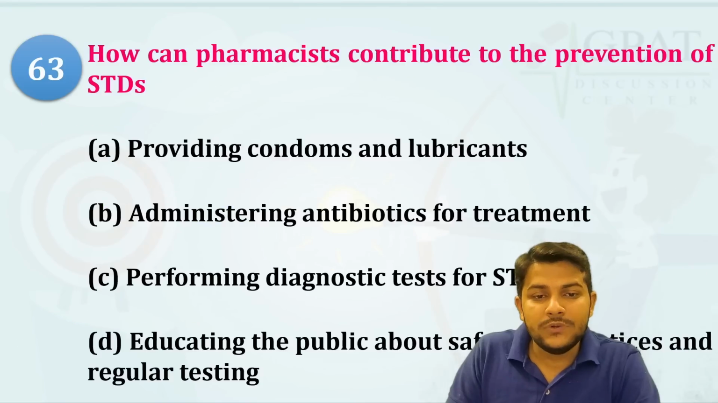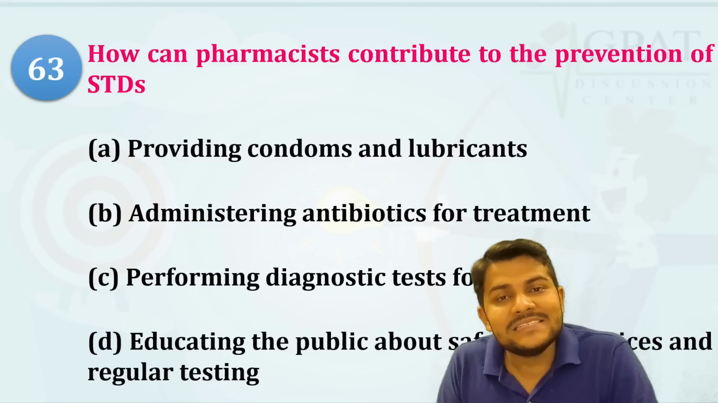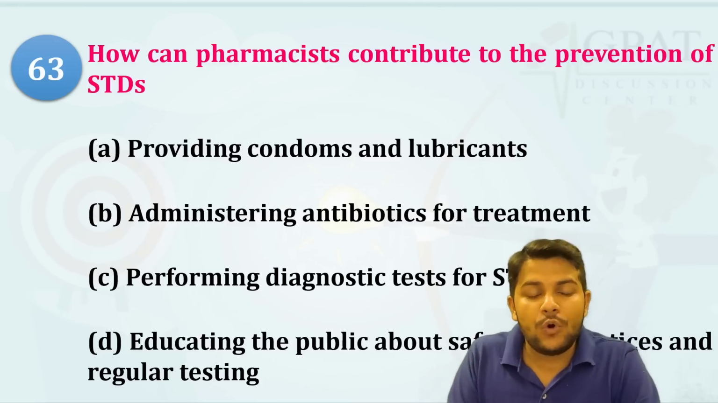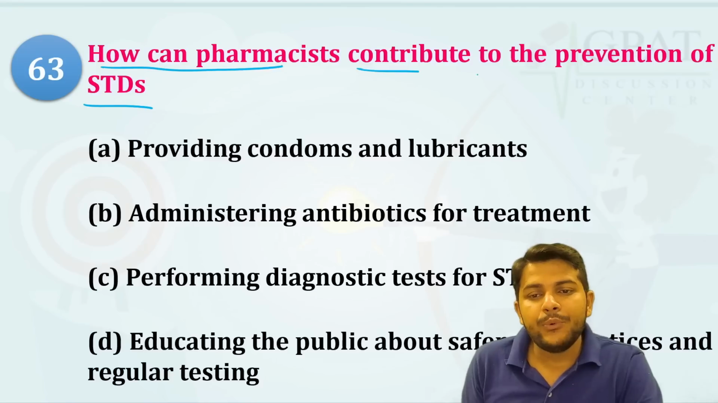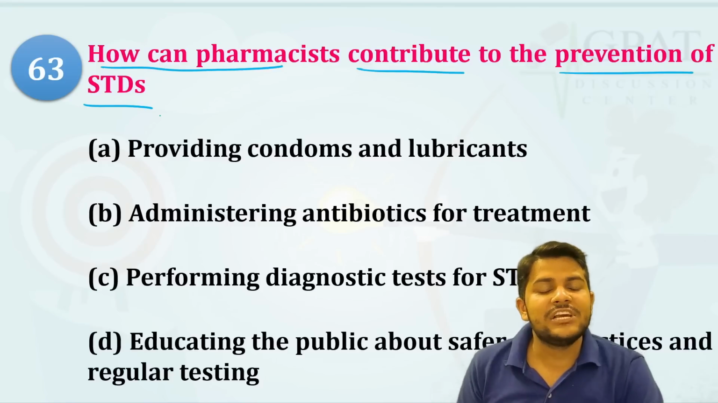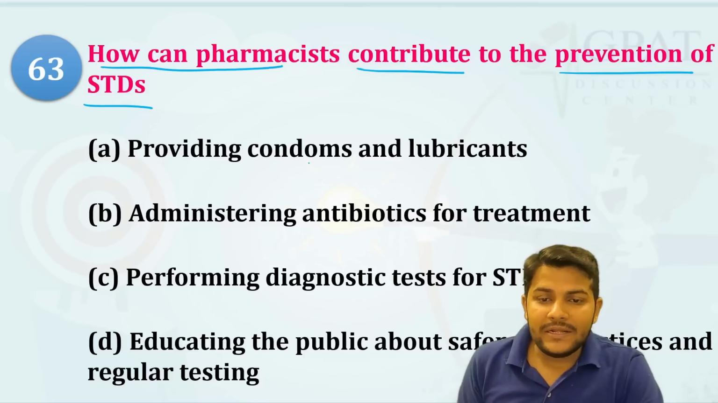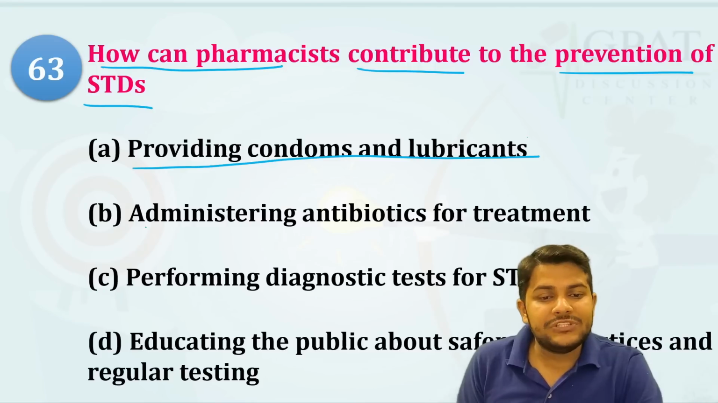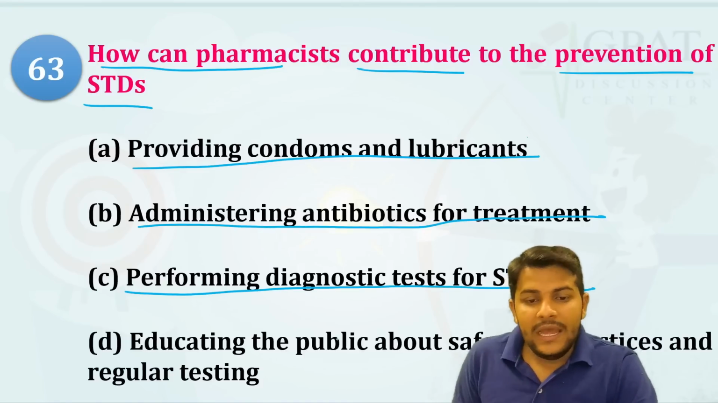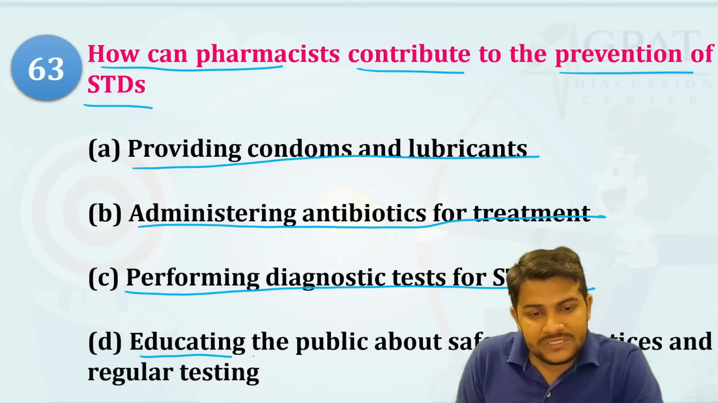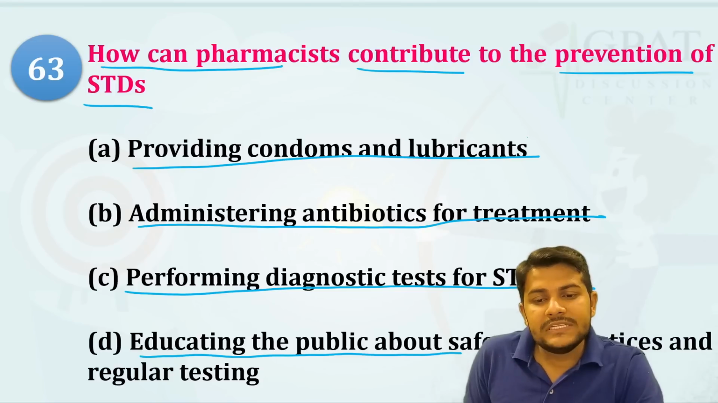Next question for you: how can pharmacists contribute to the prevention of STDs, that is, sexually transmitted diseases? Option one: by providing condoms and lubricants. Next option: by administering antibiotics for treatment. By performing diagnostic tests for STDs. And the last option: educating the public about safer sex practices and regular testing.